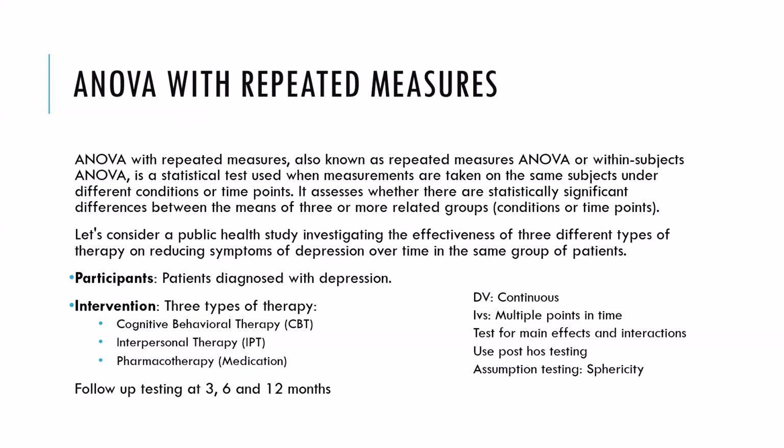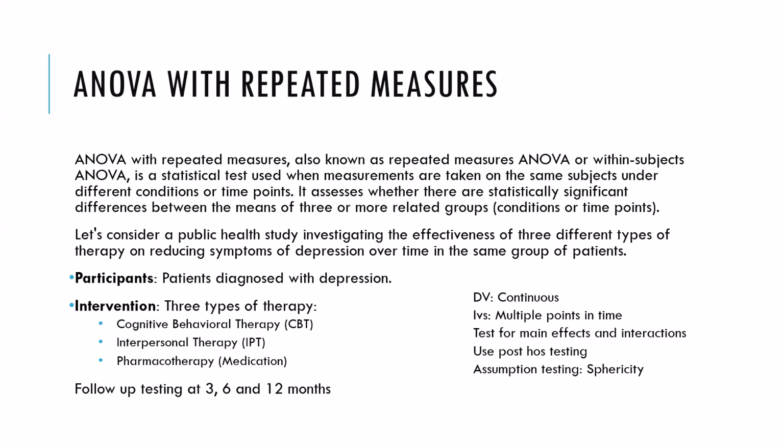Like I mentioned earlier, you can also do an ANOVA with repeated measures. Again, the difference here is if you're looking at more than 2 points in time. So in our example here, we're looking at diagnosis of depression, we're looking at cognitive behavioral therapy, interpersonal therapy, and pharmacological therapy. And we're looking at baseline, 3 months, 6 months, and 12 months. So we can't do a paired sample t-test, but we can do a repeated measures ANOVA.